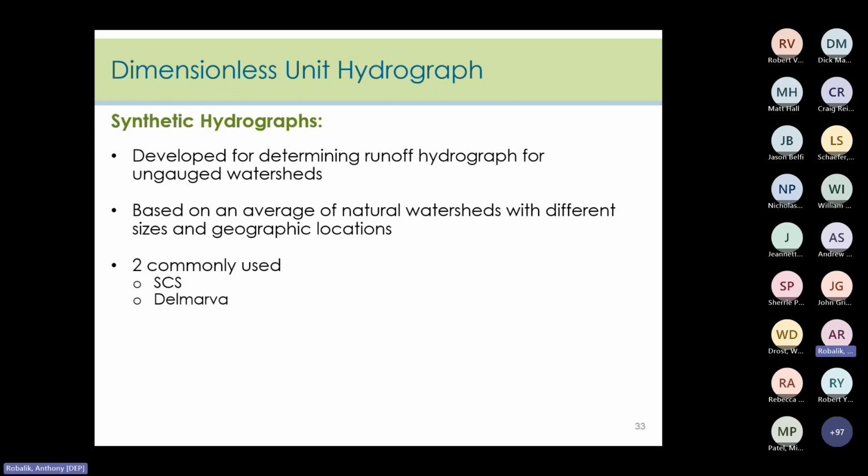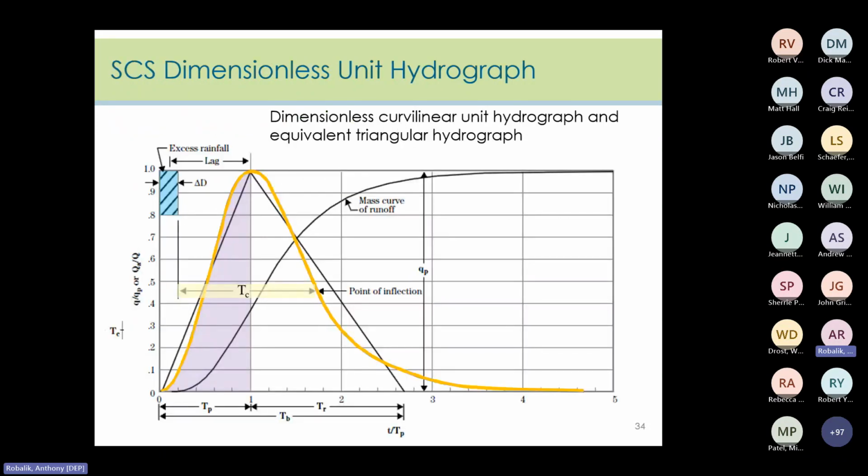So 2 synthetic hydrographs were developed for determining runoff from watersheds. The 2 that we generally use are the Soil Conservation Service (SCS) dimensionless unit hydrograph and the Delmarva dimensionless unit hydrograph. Most software packages have settings that allow selection of either of these. First, let's talk about the SCS, which is based on an average of natural watersheds with various sizes and geographic locations, which allows us to predict how an unmetered watershed will react to rainfall.